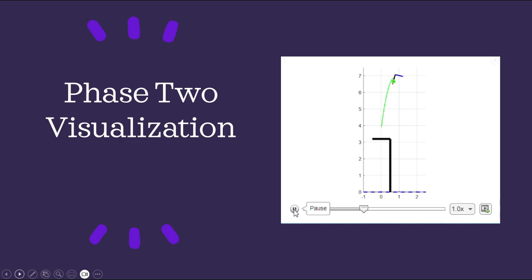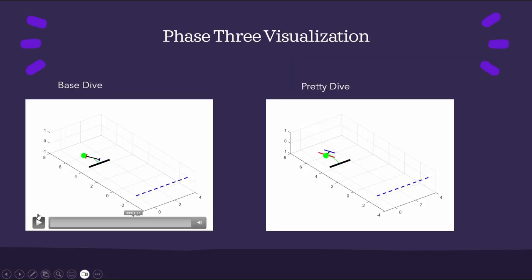The third phase. All right, so here's a base dive. This is one with 2.5 flips and one full twist. You can see the size of it peaks at the top, and it changes size automatically. It looks a little bit smoother than it is in real life.